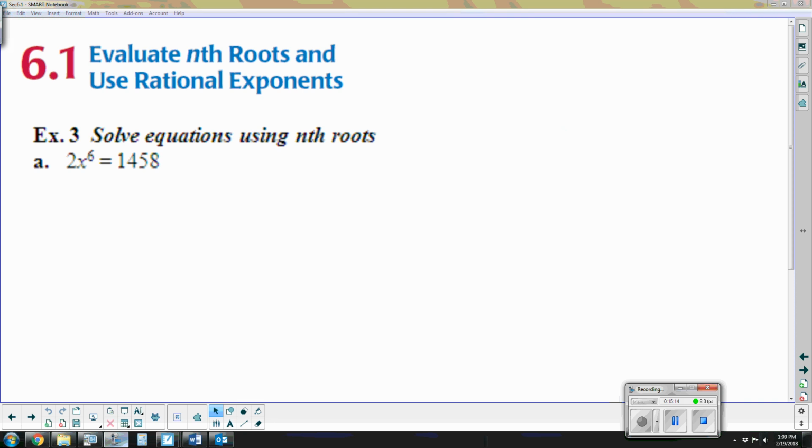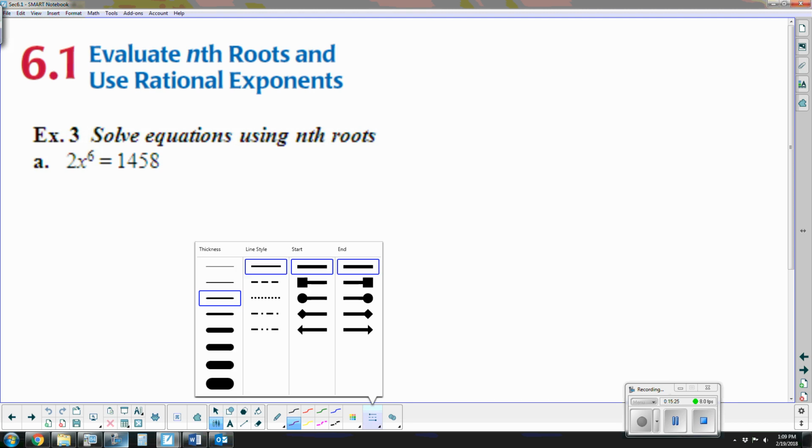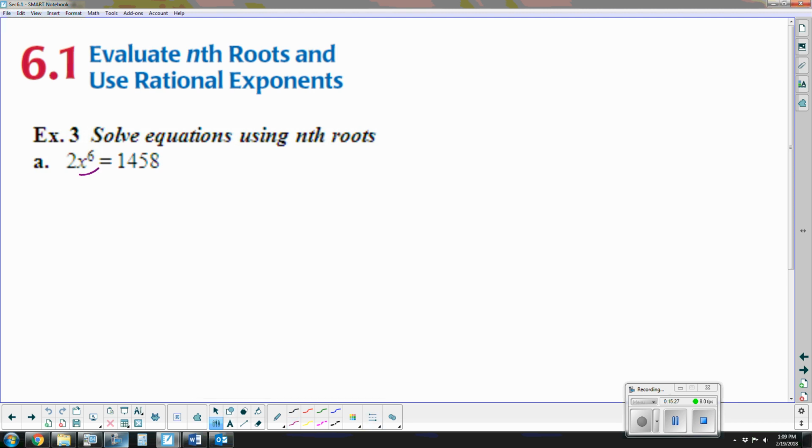This next problem, example 3, solve equations using nth roots. So again, we want to solve for x, which means that first, before we even do that, we have to follow order of operations to get x to the 6th power by itself. So we're going to divide both sides by 2. So we get x to the 6th power equals 729.